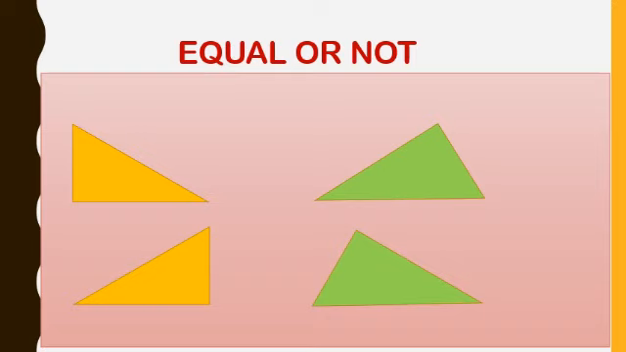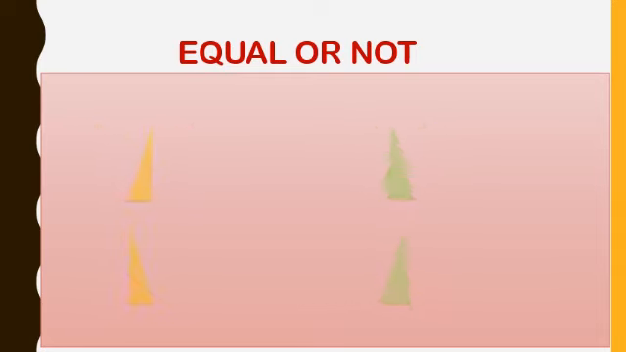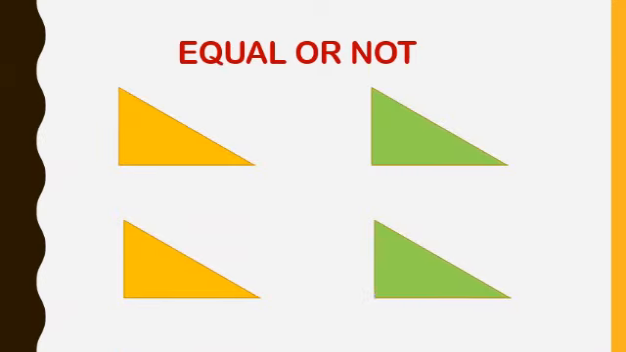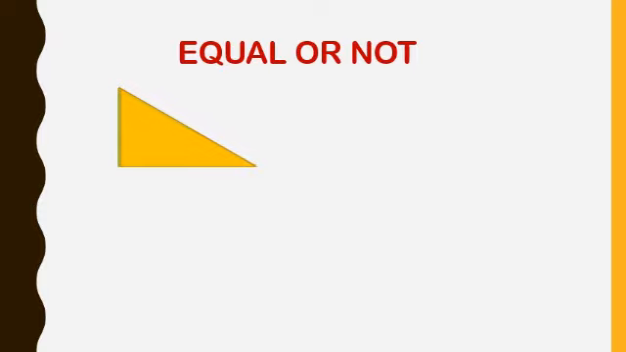For that, I am going to turn and flip these triangles. Now we get all triangles in the same shape as the first triangle. Then let us keep one triangle over the other. See here all triangles completely coincide with each other. That means all sides and angles are equal. So we can say these triangles are equal triangles.